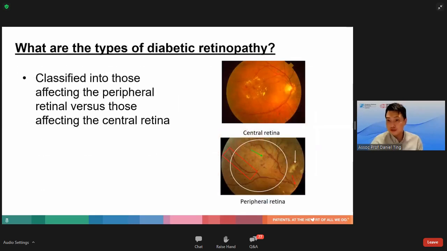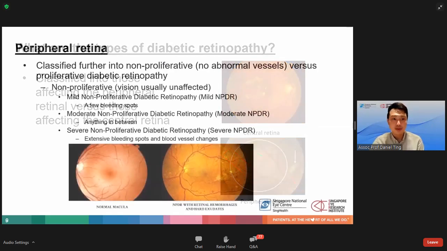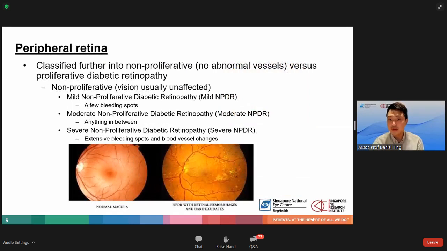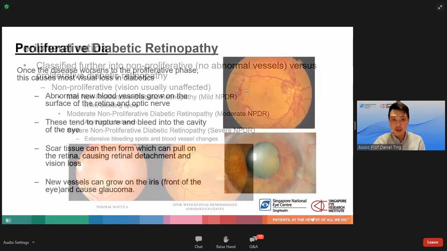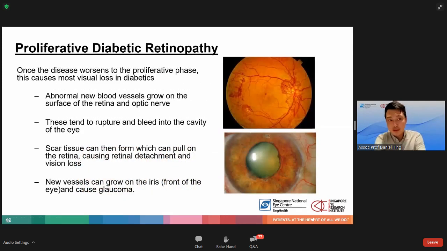There are a few different types of diabetic retinopathy, and we can classify them based on peripheral changes versus central changes. The peripheral changes can be broken down into two big subtypes: those without any abnormal vessels and those with abnormal vessels. The milder forms we can further subdivide into mild, moderate, and severe, which we call NPDR. Then there is proliferative diabetic retinopathy, or PDR.